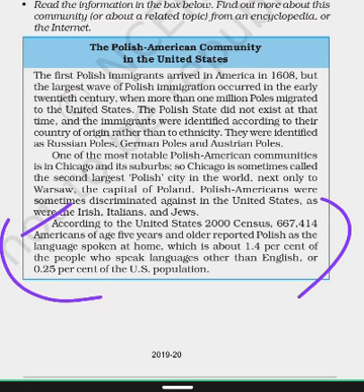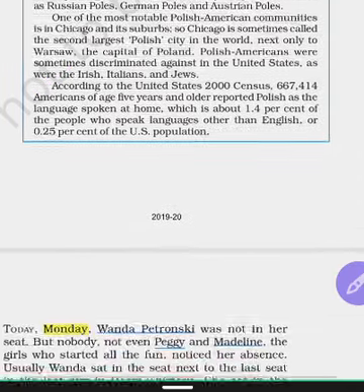According to the United States 2000 census, 667,414 Americans of age 5 years and older reported Polish as the language spoken at home, which is about 1.4% of the people who speak a language other than English, or 0.25% of the US population. Okay, now we will move next.